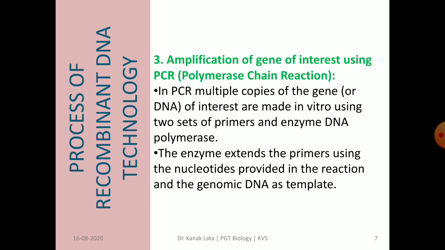The third step of the process of recombinant DNA technology is amplification of the gene of interest, and this is done by a technique called polymerase chain reaction. In short, we call it PCR. PCR is a technique of obtaining multiple copies of the desired gene or DNA in vitro using two sets of primers and the enzyme DNA polymerase. So with the help of two sets of primers and the enzyme DNA polymerase, we can get a number of copies of the gene of interest.